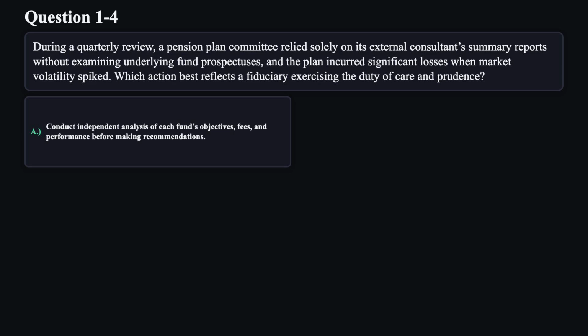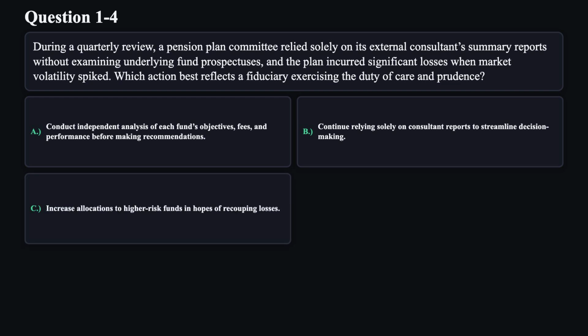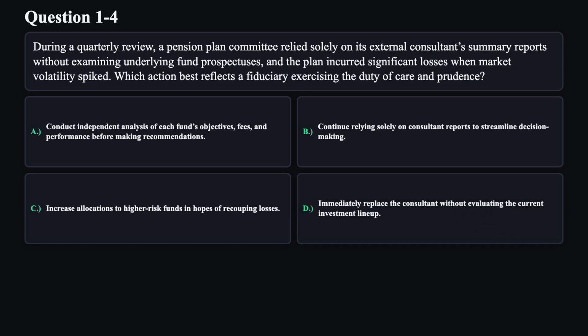A. Conduct independent analysis of each fund's objectives, fees, and performance before making recommendations. B. Continue relying solely on consultant reports to streamline decision-making. C. Increase allocations to higher-risk funds in hopes of recouping losses. D. Immediately replace the consultant without evaluating the current investment lineup.